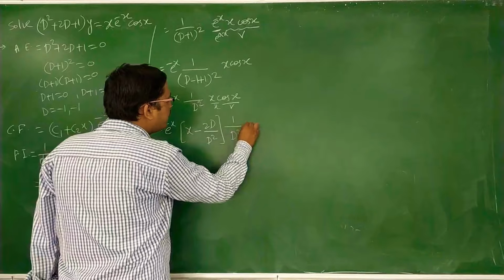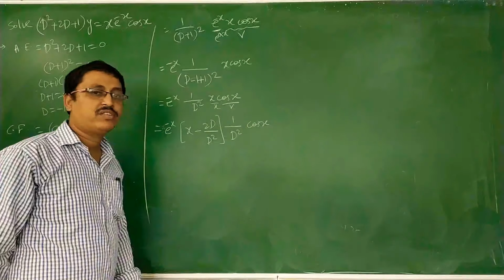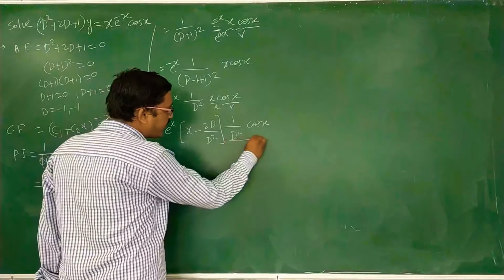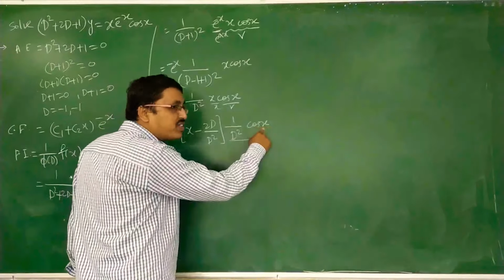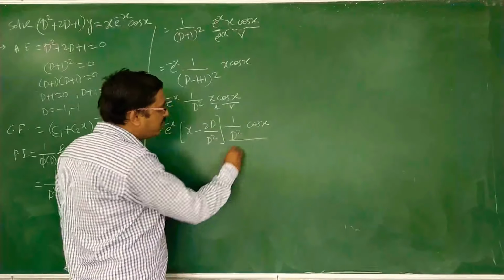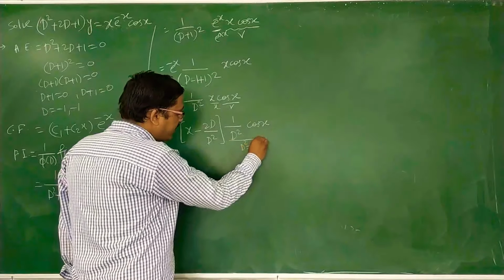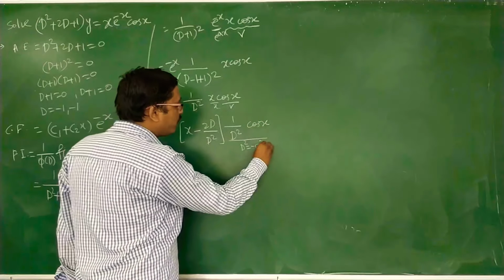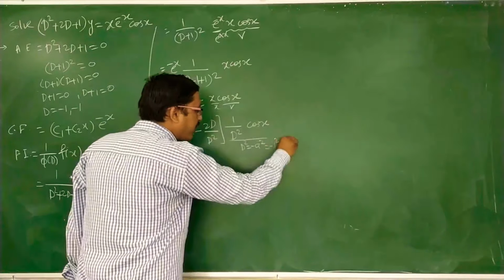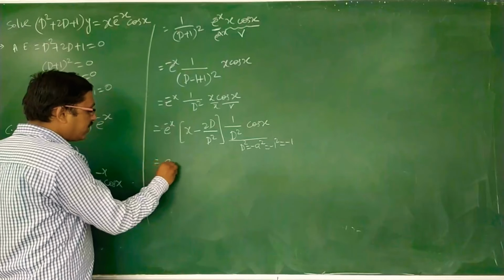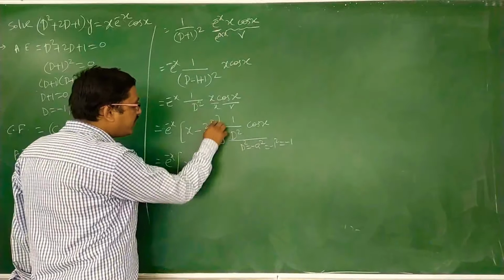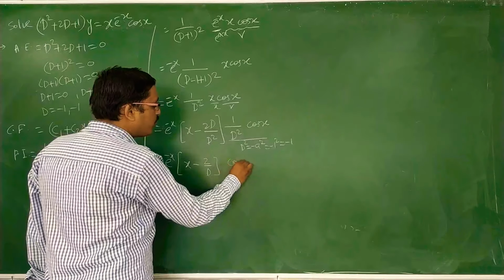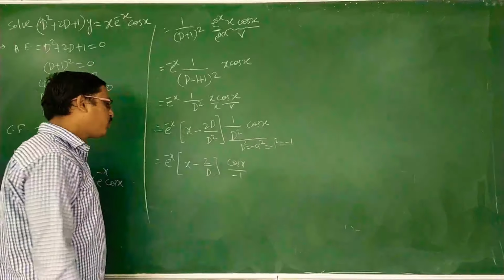Now for this case, V is cos x. First we will solve this part only, and for this part we are going to use the formula 1/φ(D) for the cos function. We know the rule for the cos function: we have to replace D² by -a². The value of a is 1 here, so replace D² by -1², that is -1. So what will we get? e^(-x), the D's get cancelled, so we get 2/D, and here 1/(-1), so that can be written as cos x/(-1), or -cos x.